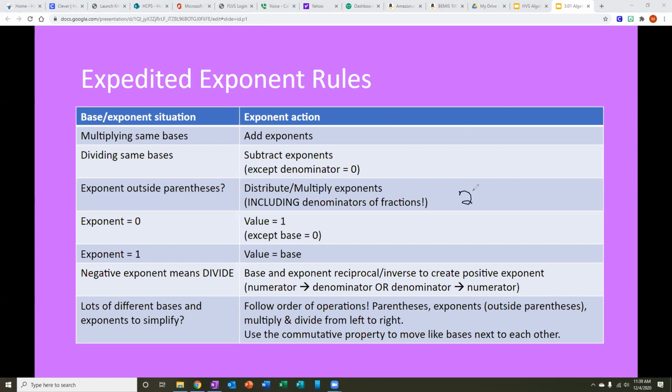So 2 to the 4th raised to another power. If the exponent is outside parentheses, this is a power to a power. So this is the power to a power rule. What we would do is distribute the exponents, or we multiply them, and that is important because that includes fractions. Here we only have one term, so that's easy. That becomes 2 to the 4 times 3.